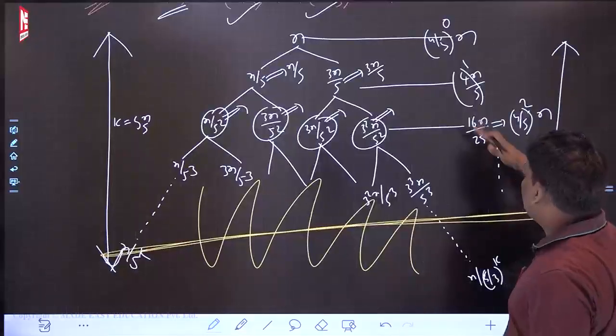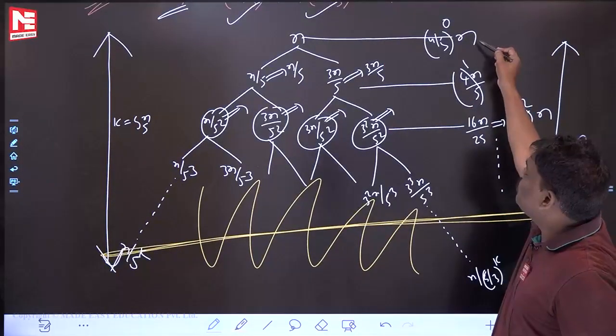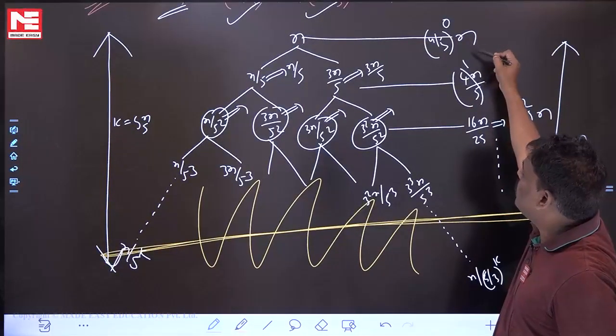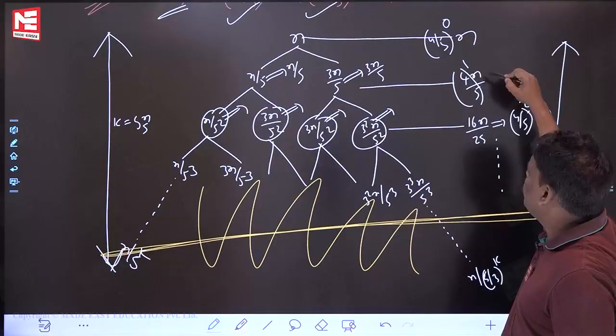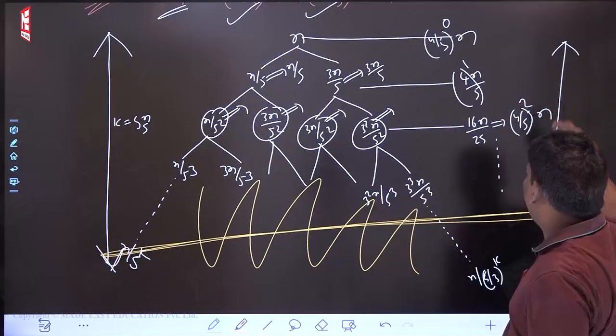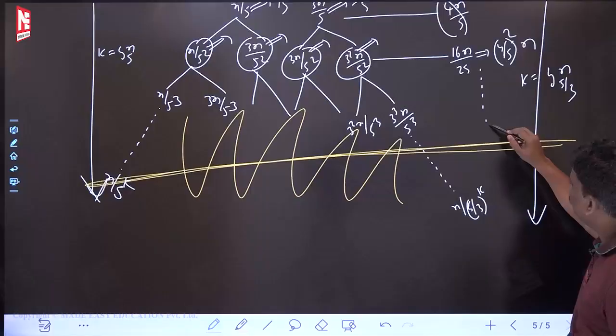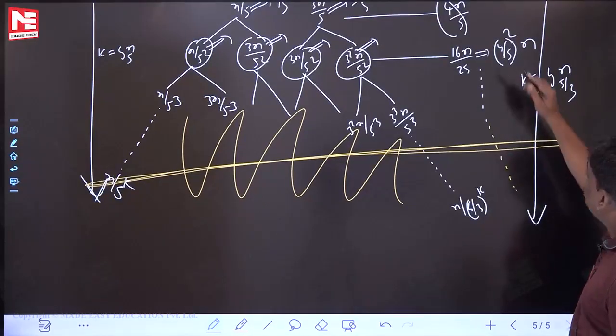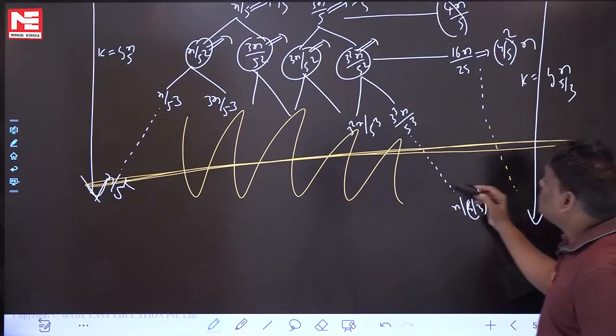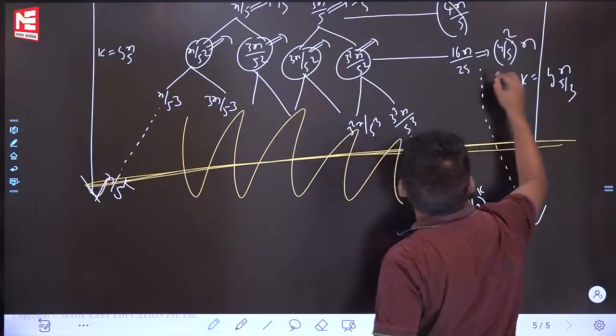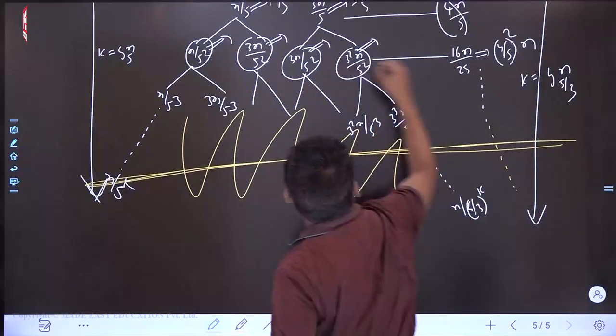Now see the answer. Can you help me now? If you see the right side, what is the first level non-recursive term? 4 by 5 whole power 0 n, 4 by 5 whole power 1 n, 4 by 5 whole square n, and so on. If I continue like this, what is the last term in this series? But one thing is true: if you add all, then you will get this. See this one. You add all, then you will get the answer.